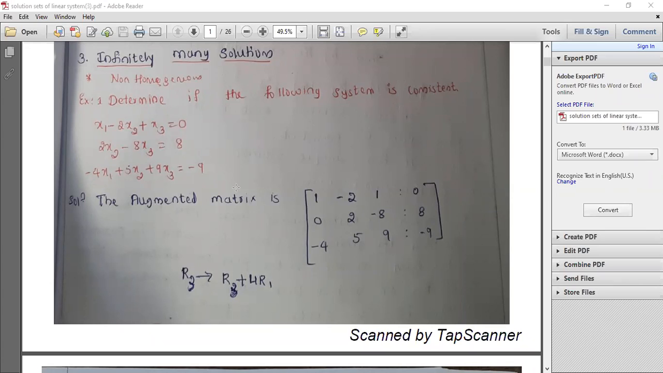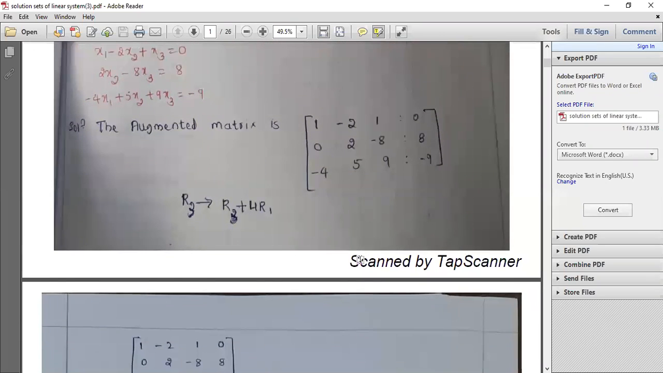We will take the augmented matrix of this problem. So here, the augmented matrix of this linear system will be [1, -2, 1, 0], [0, 2, -8, 8], and [-4, 5, 9, -9]. Okay, so this is the augmented matrix. Now what do I have to do? I have to reduce this matrix to echelon and row reduced echelon form so that I'll get the solution. That's the whole idea.